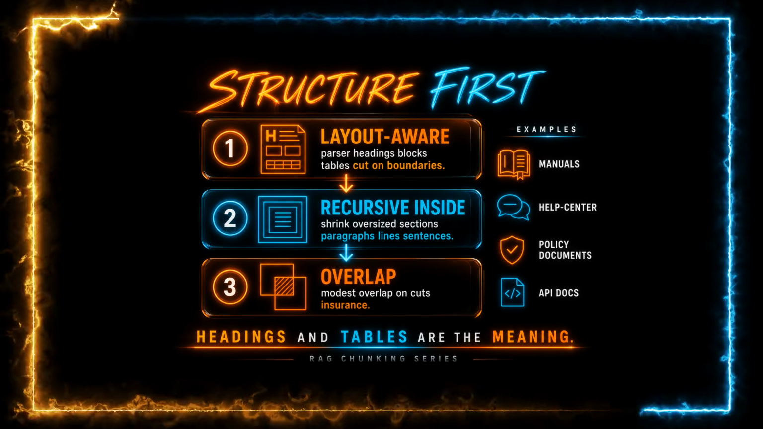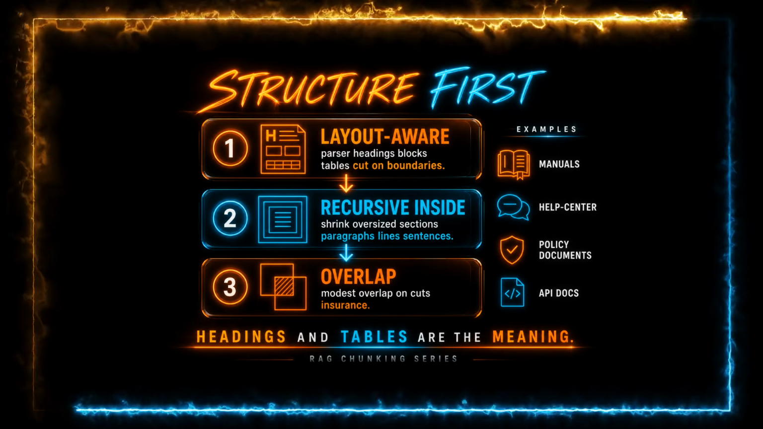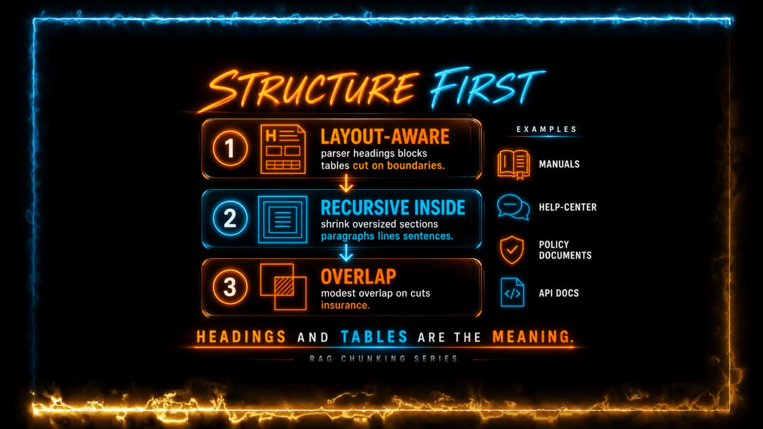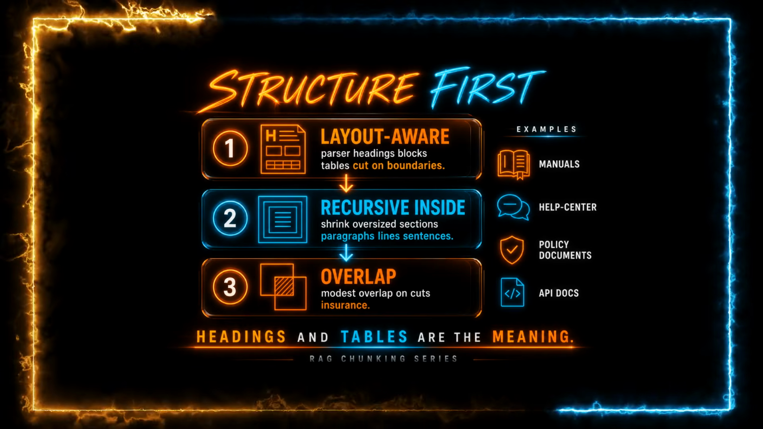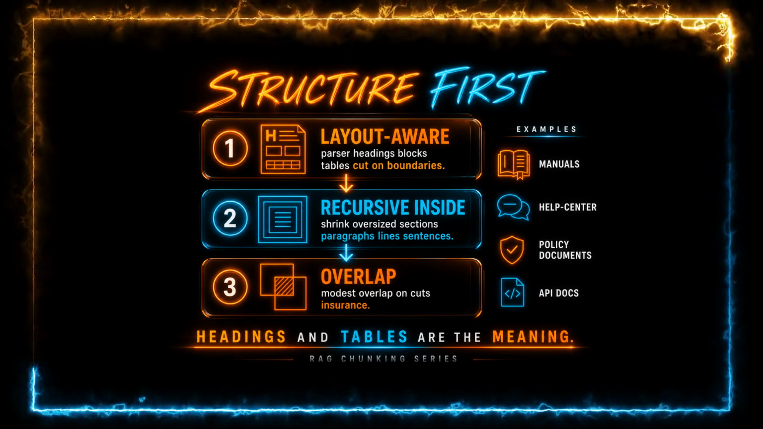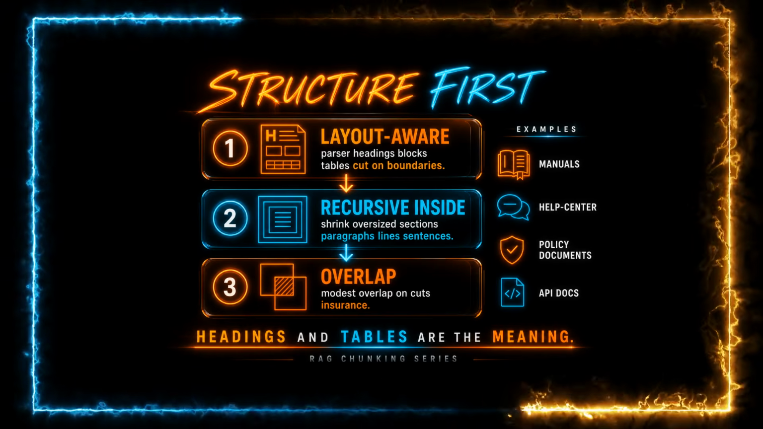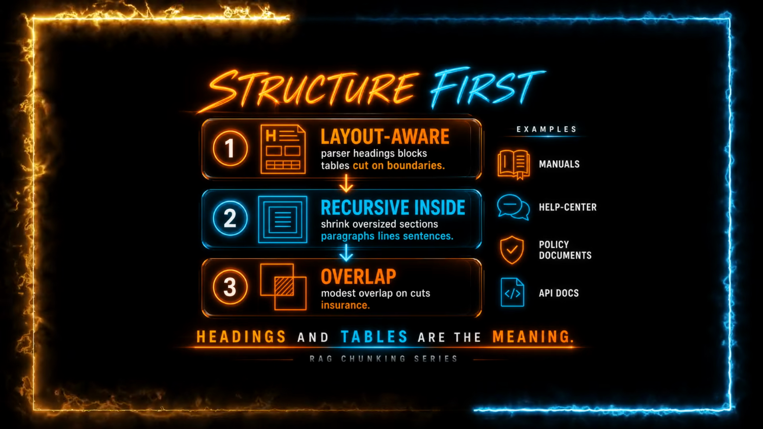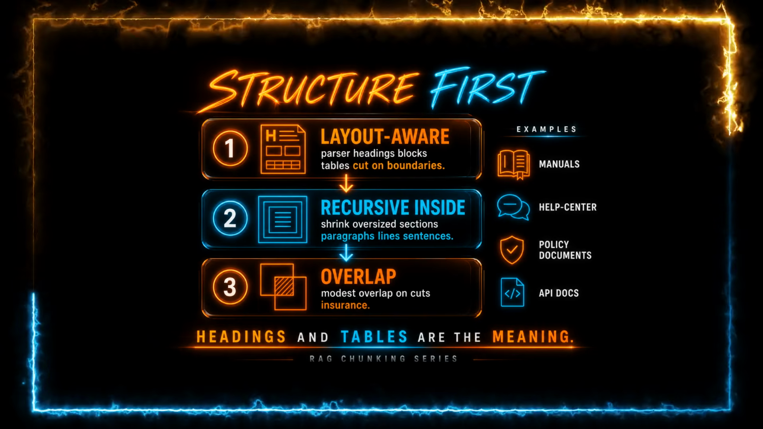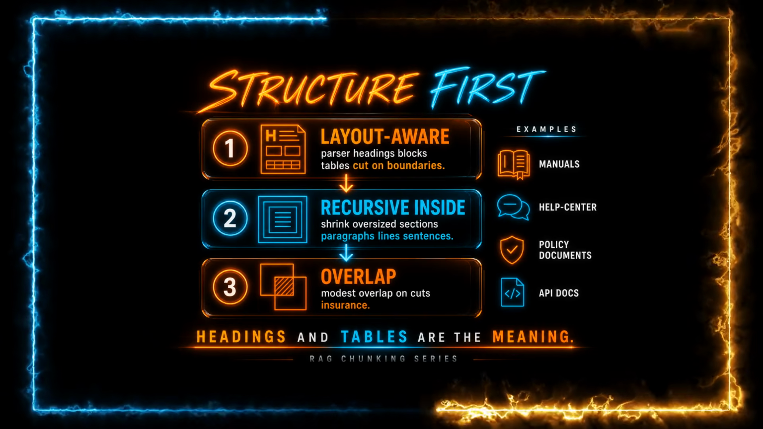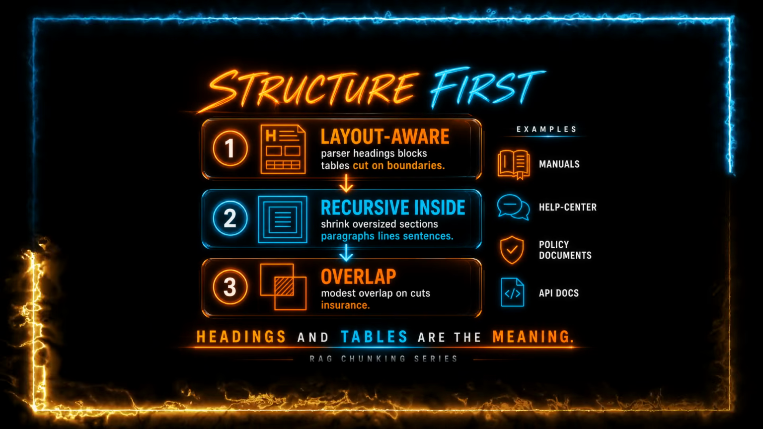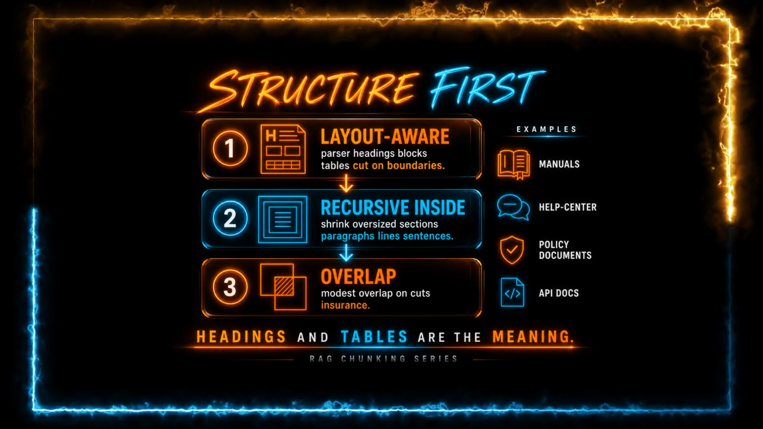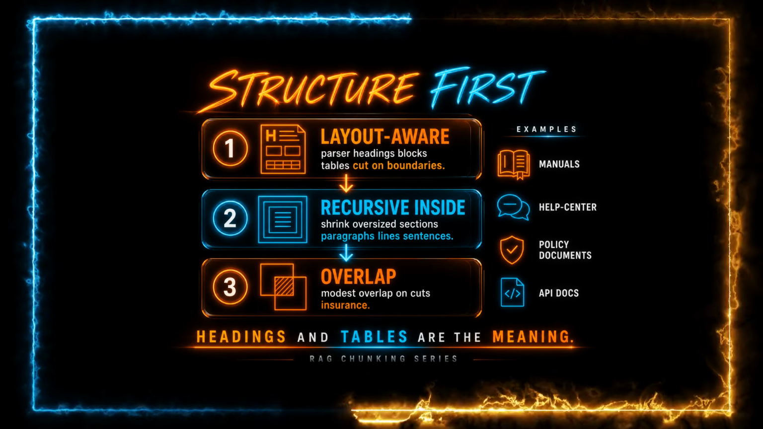Structure first: 3 layers stacked, layout aware, then recursive, then overlap. First, a parser maps the PDF or HTML into headings, blocks, and tables. You cut on those boundaries, not on arbitrary length. Second, if a section still exceeds the token budget, recursive splitting shrinks it from inside, paragraphs, then lines, then sentences, until each piece fits. Third, modest overlap on those cuts, so a step or definition doesn't get orphaned at the boundary.